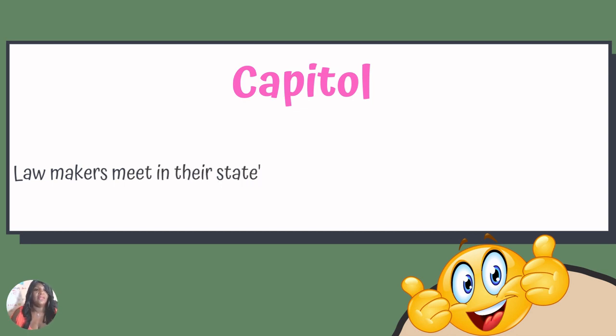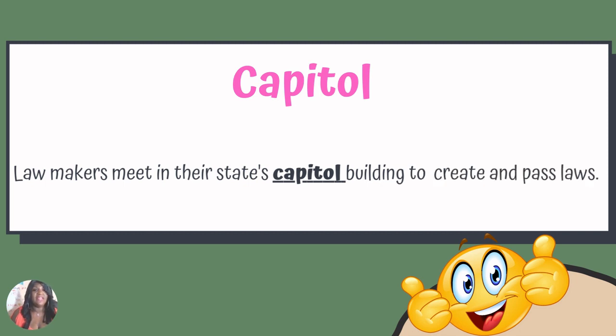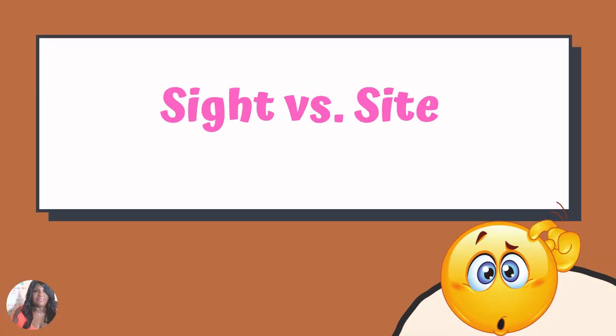Capitol. Lawmakers meet in their state's capitol building to create and pass laws. Capitol. It is a building where lawmakers meet to create and pass laws that affect us all. The Capitol building.